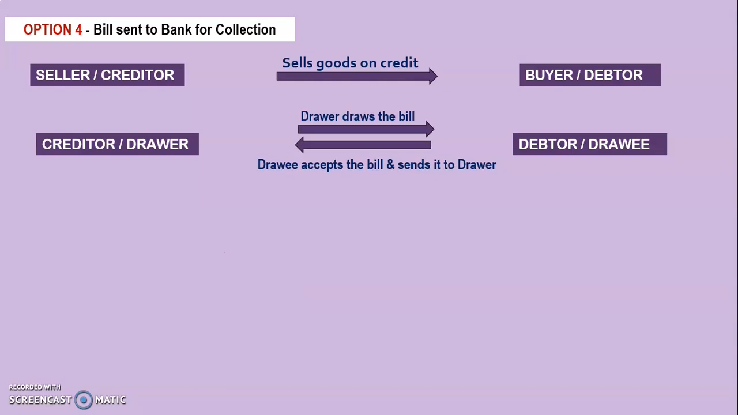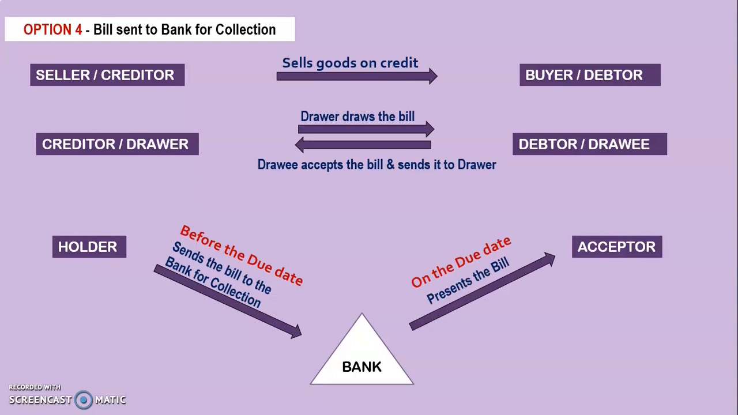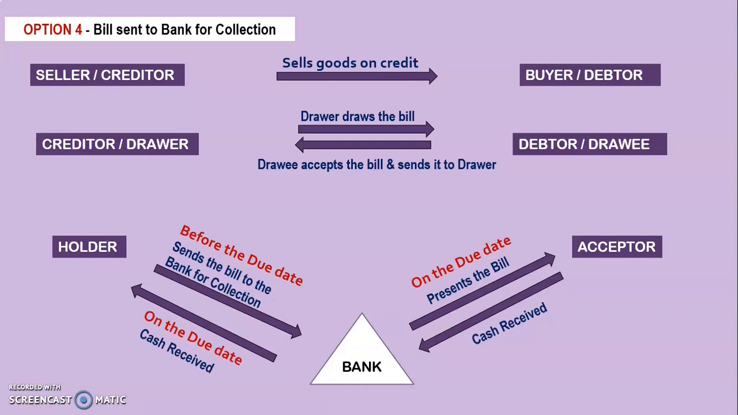In such cases, before the due date, the holder sends the bill to the bank for collection, and then on the due date, the bank will present those bills to the drawee or the acceptors for payment and receive cash from the drawee. The bank then gives the cash to the holder or credits the amount to the account of the holder.